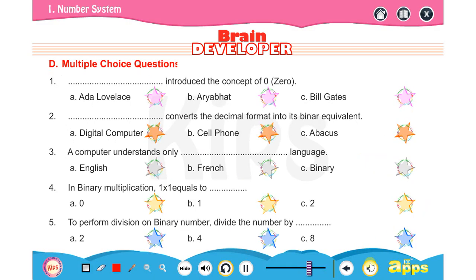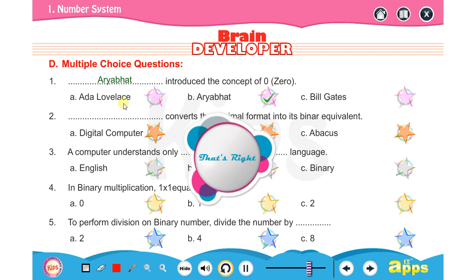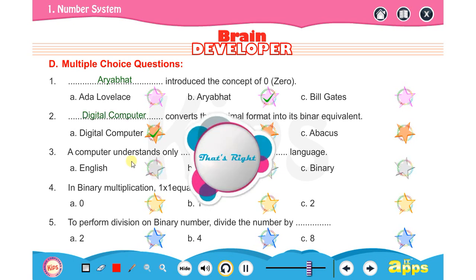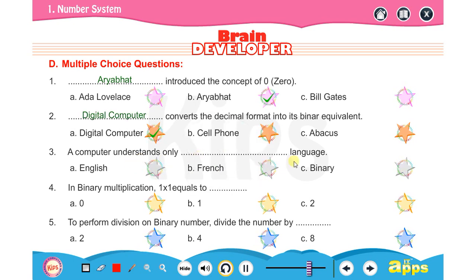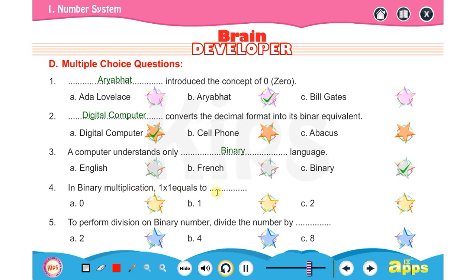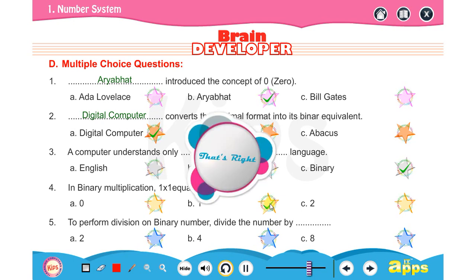Multiple choice questions. First, dash introduced the concept of 0. So it is Aryabhat. Second, dash converts the decimal format into its binary equivalent. So it is digital computer. Third, a computer understands only binary language. Fourth, in binary multiplication, 1 into 1 equals to 1.